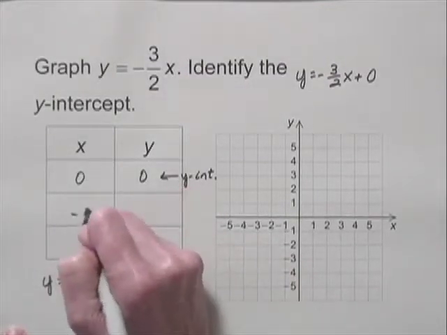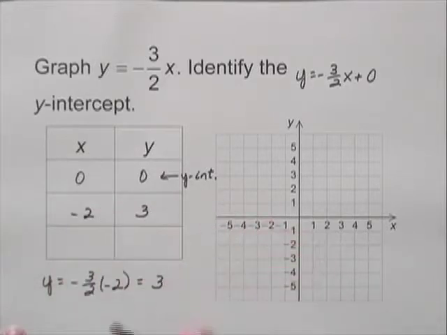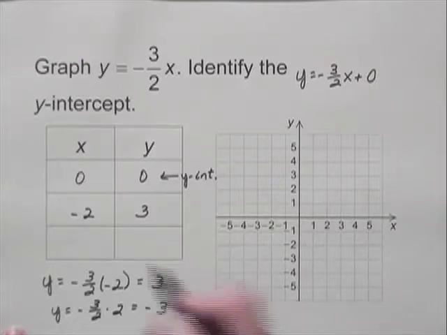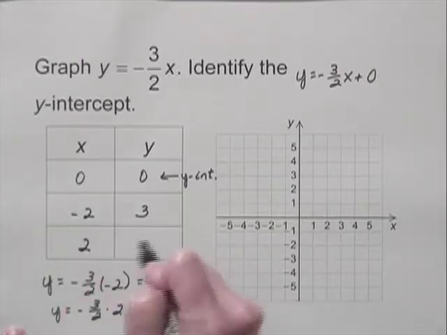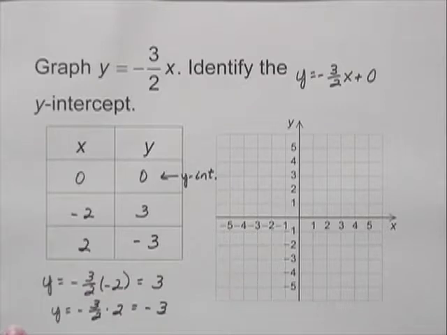So that gives us the point negative 2, 3. And let's let x be 2. When x is 2, I have negative 3 halves times 2, which is equal to negative 3. So that gives me a third point, 2, negative 3.